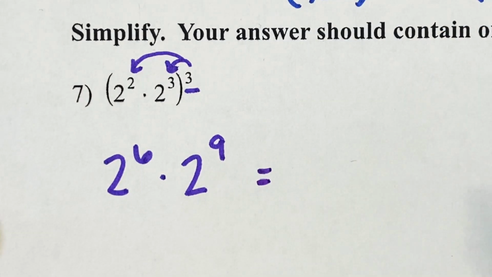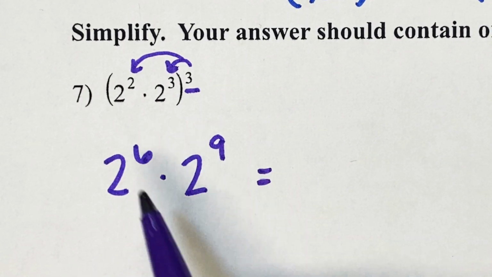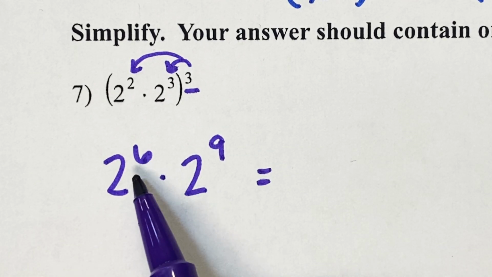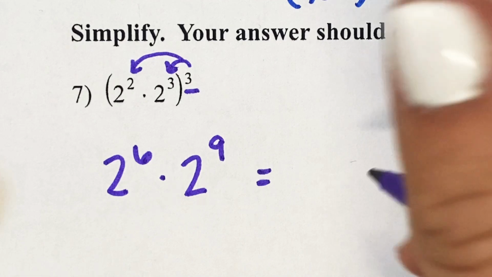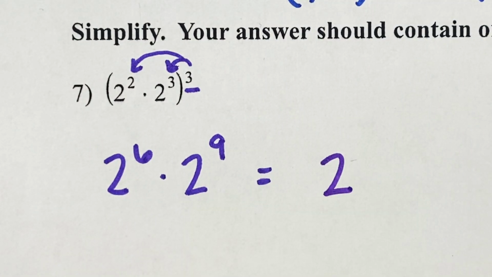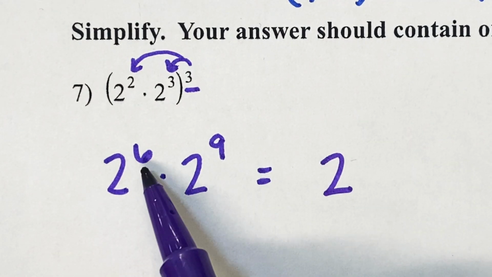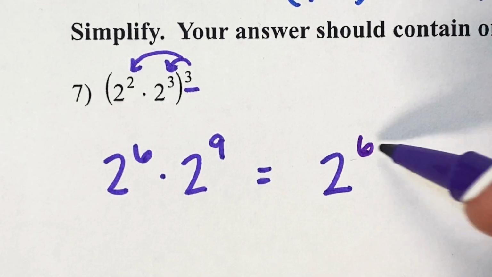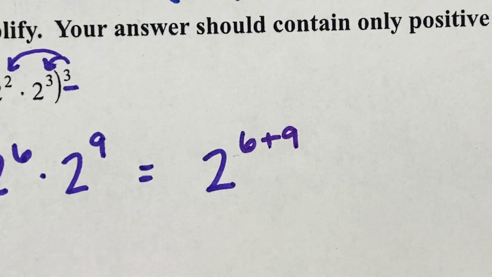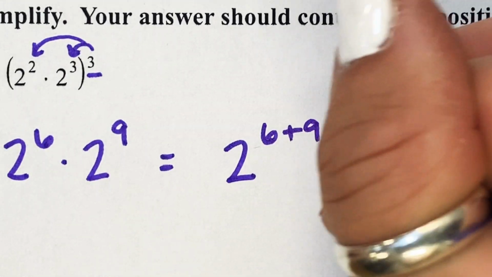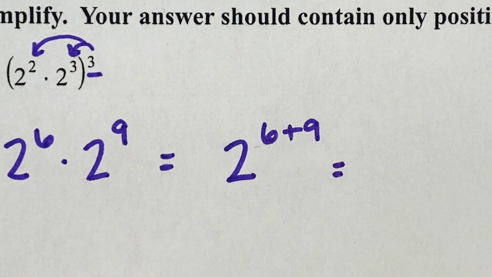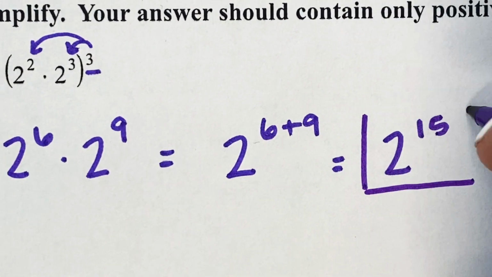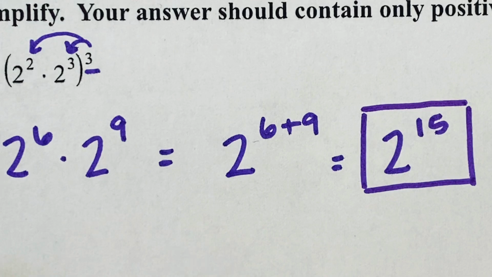So we need to now, this is product rule, so what are we doing with our exponents with product rule? We're adding them. So now our base is 2, just like on our very first exponent day. What is 6 plus 9? Okay, now we have product rule equals 2 to the power of 6 plus 9. What is 6 plus 9? We get 2 to the power of 15.